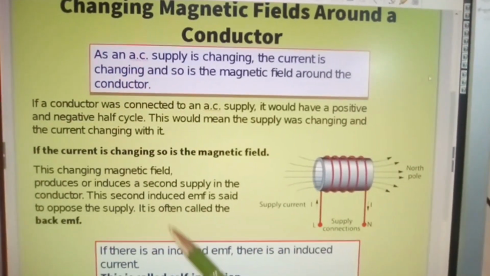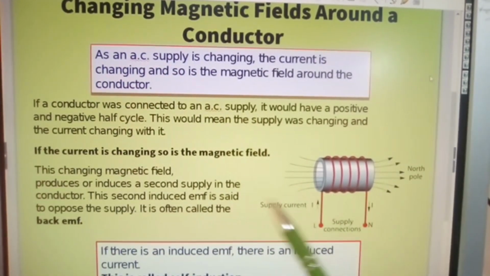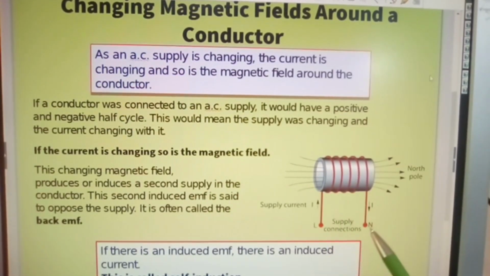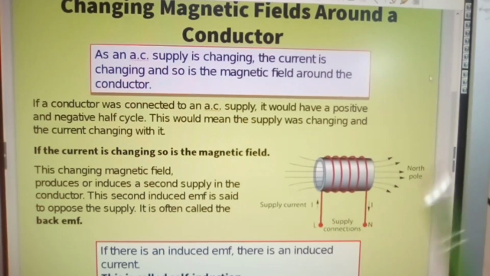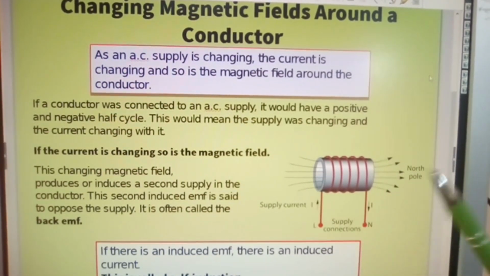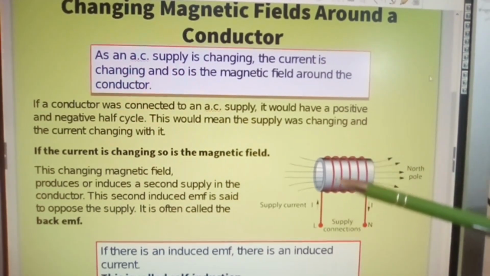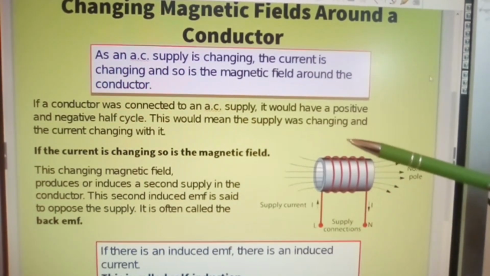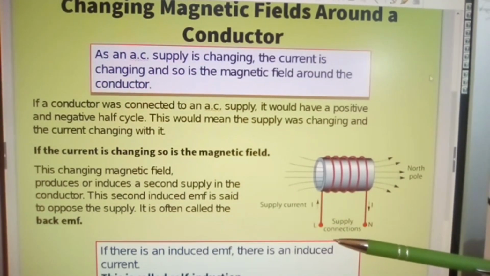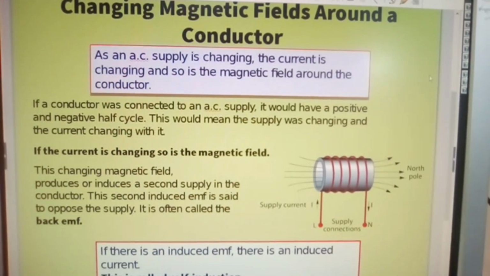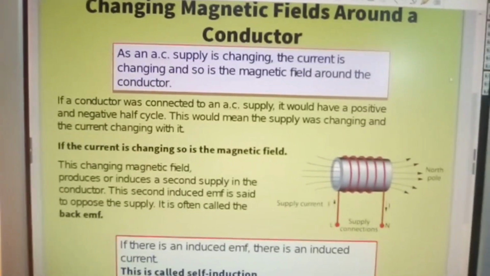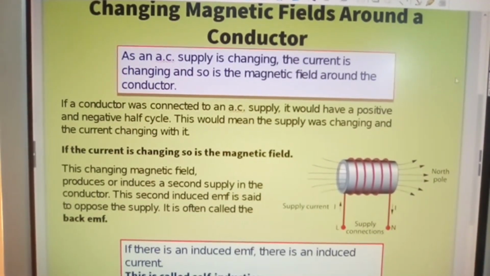So what you have here in regards to the back EMF is that you've got your AC supply going through your conductor wrapped around a former. I call it a former. And because you have a supply going around creating a magnetic field, that magnetic field then creates an opposition to that supply. So you then have an equal but opposite opposing force in regards to the supply of the conductor. If there is an induced EMF, there is an induced current. This is called self-induction.